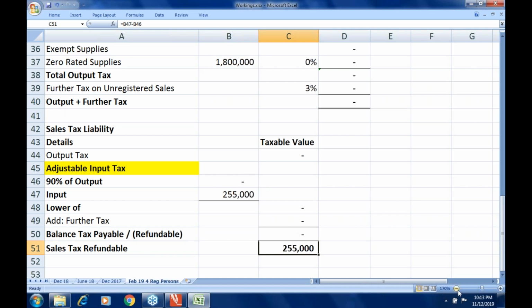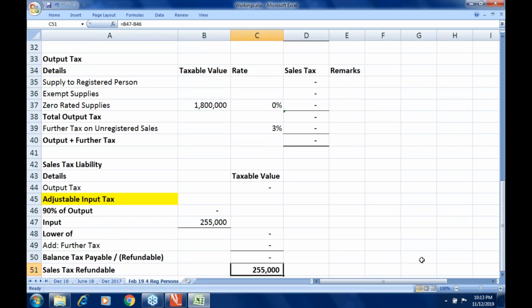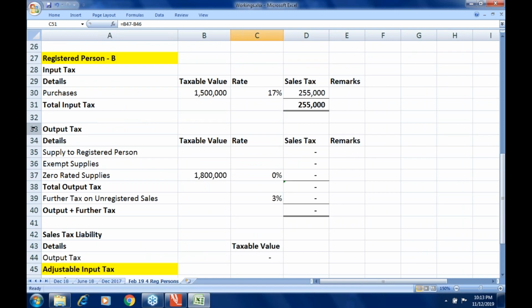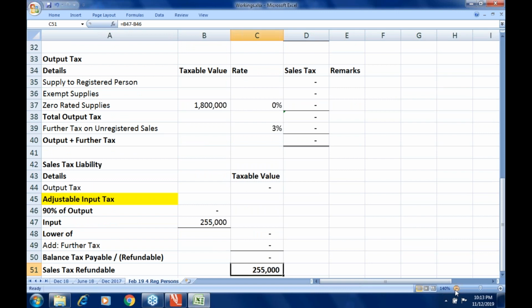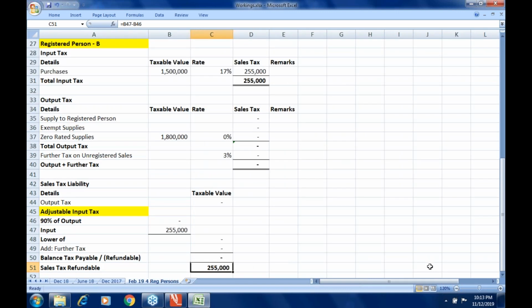Is that okay with everybody? Are you people fine with this calculation? Does anyone have any questions pertaining to it, please?